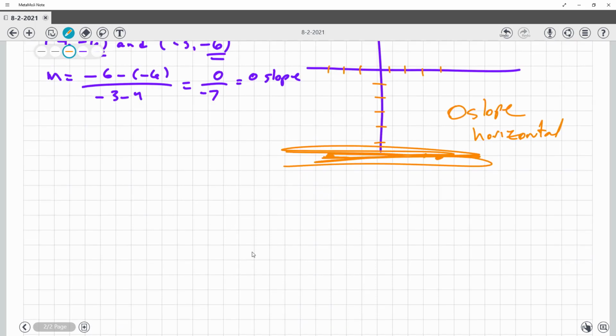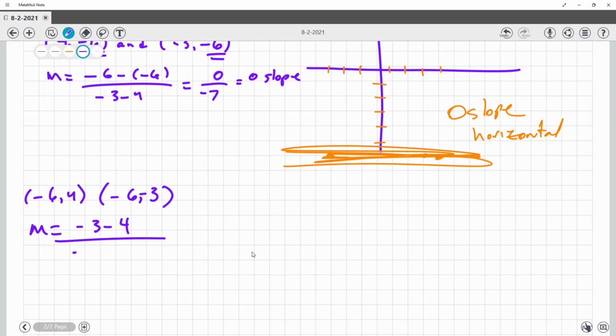That would be something like there's been no change. Something stayed constant. But then if you had something such as (-6, 4) and (-6, -3), my slope would be negative 3 minus 4 over negative 6 minus negative 6. And now you cannot divide by 0, so this is actually an undefined slope. So this slope would be undefined.